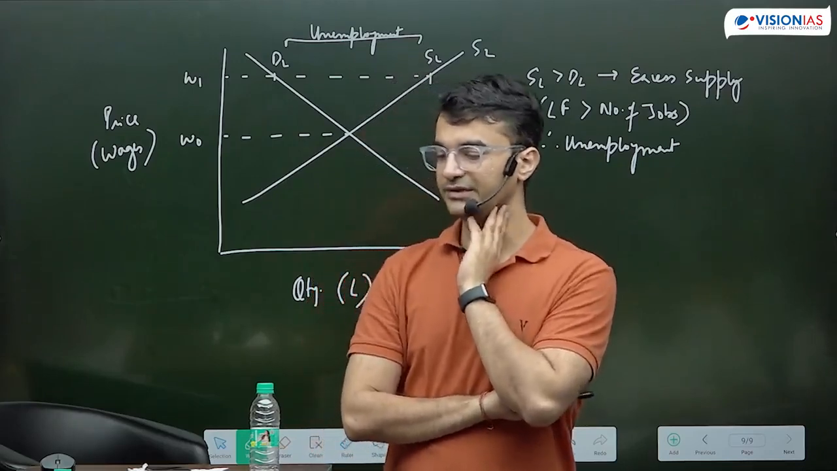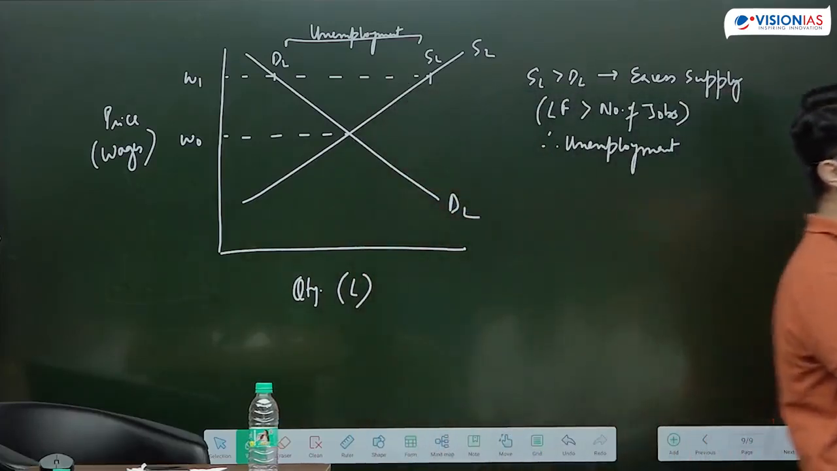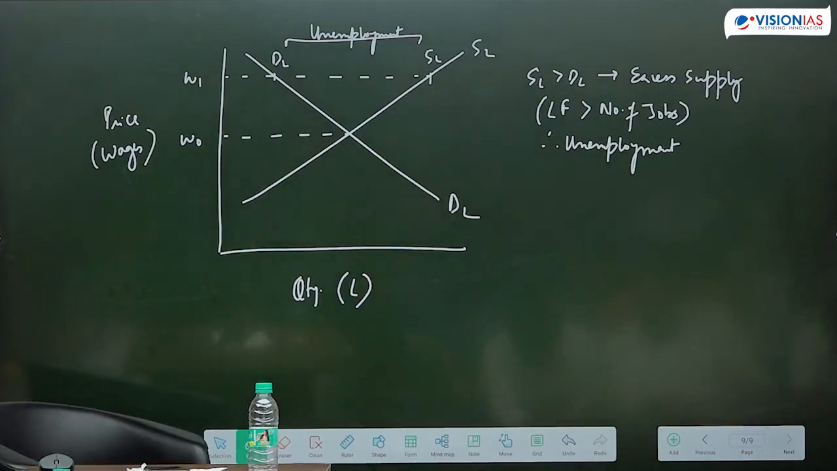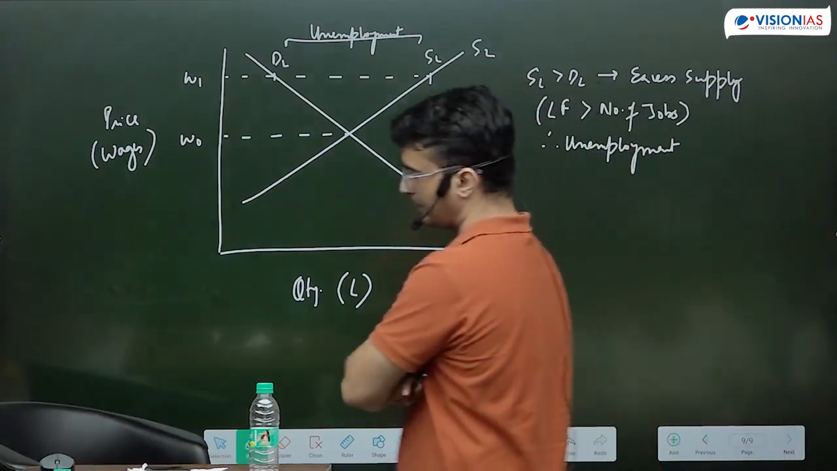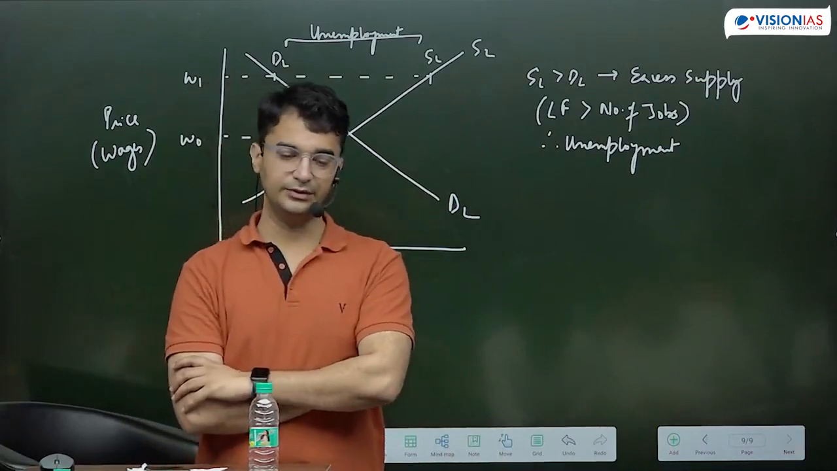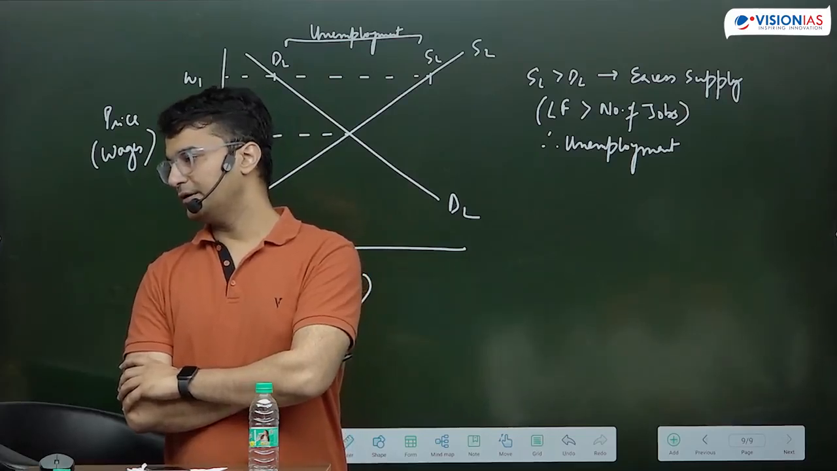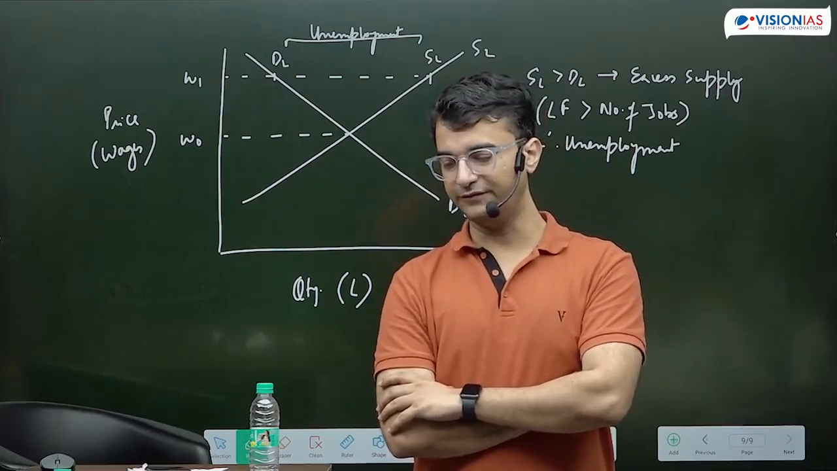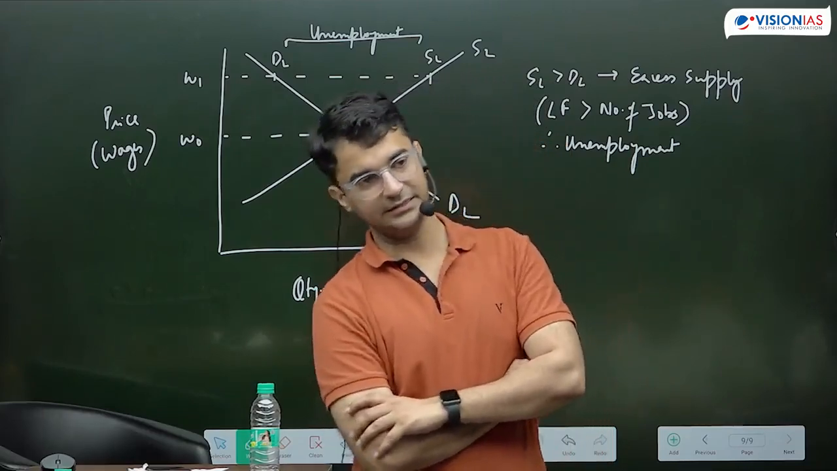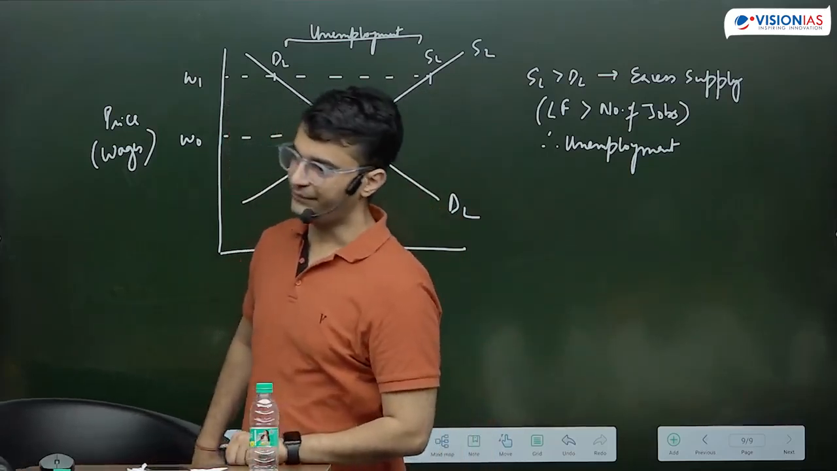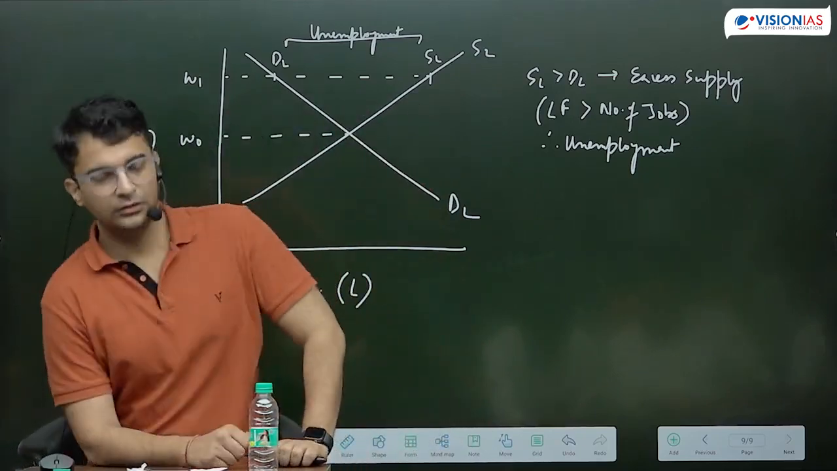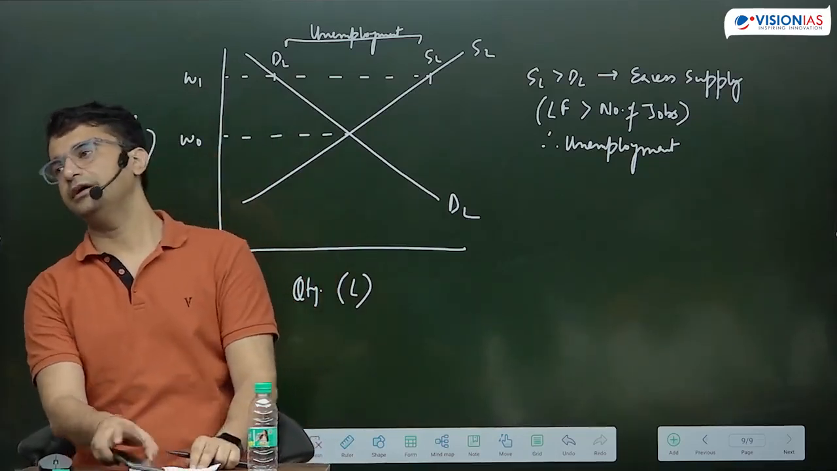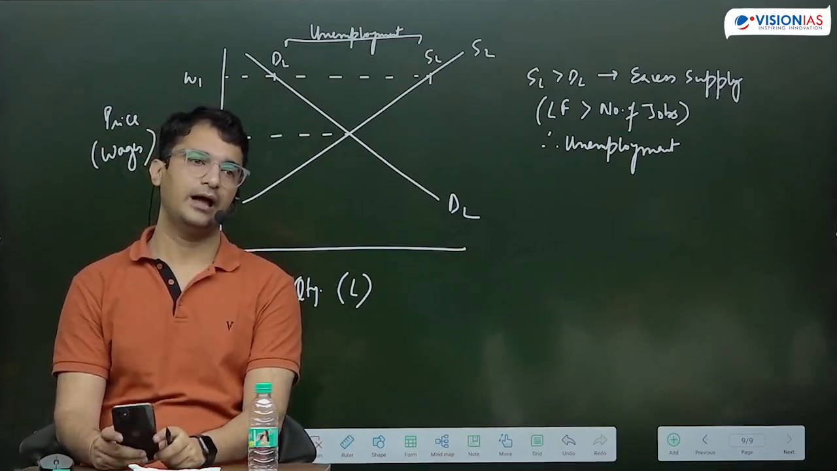Next line: classical economists ascribe two prominent reasons. Write one and two. One, minimum wages greater than equilibrium wages. That is, it becomes illegal to hire someone at a lower wage.